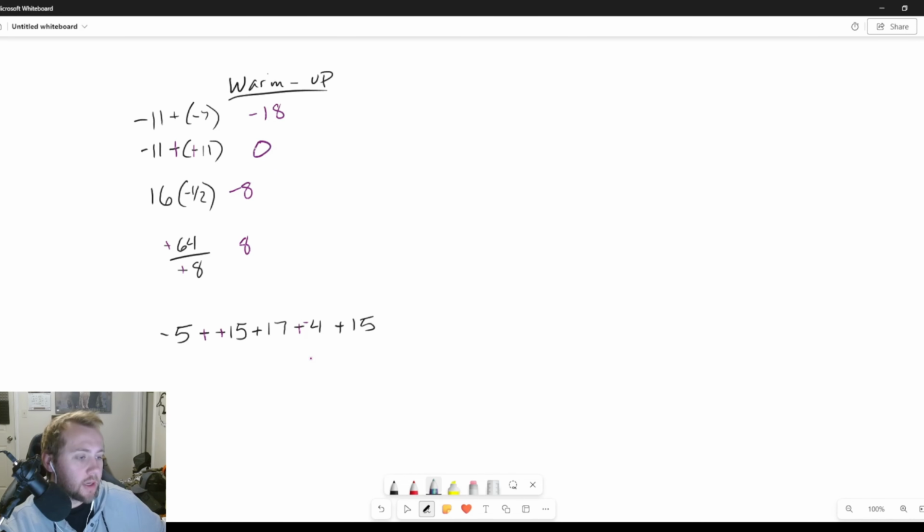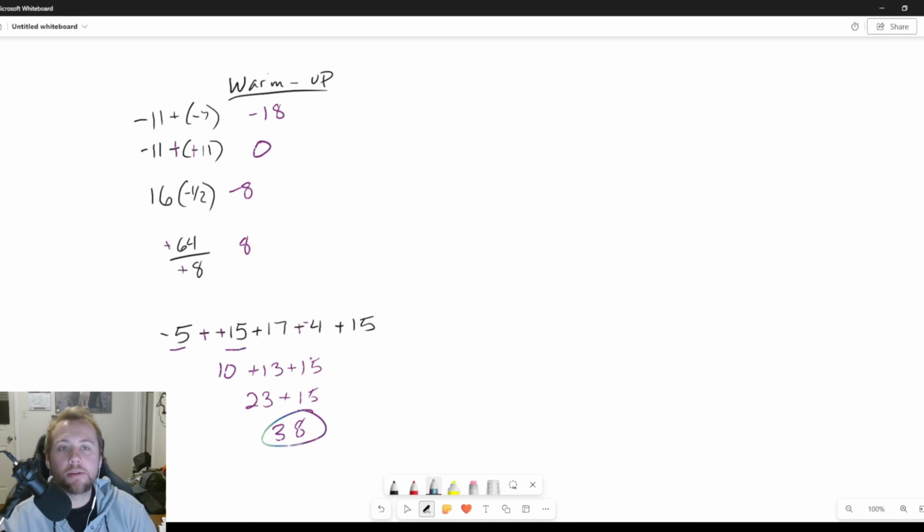So then you can just combine these left to right because we're adding and subtracting. We're just combining things. So we have a -5 and a positive 15. That's going to give you a 10. 17 minus a 4, because it's plus a -4, that's going to give you a 13. And then we have that plus a 15 as well. So now I can just combine everything that I have already. So that's a 23 plus a 15, and 23 plus 15 gives you a 38 as your final answer.